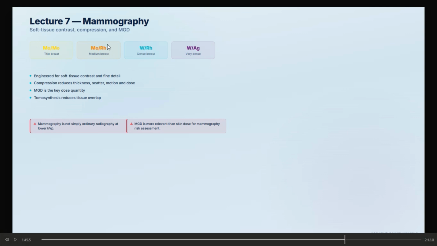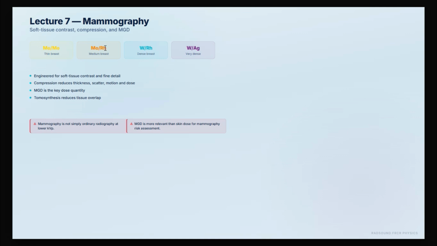We cannot place rhodium as a target and molybdenum as a filter, because the K-edge of rhodium is higher, mostly between 22 or 23 keV, whereas molybdenum is between 17 up to 19 or 20 keV. So the molybdenum K-edge is less than rhodium, so we cannot place rhodium as target while using molybdenum as a filter.